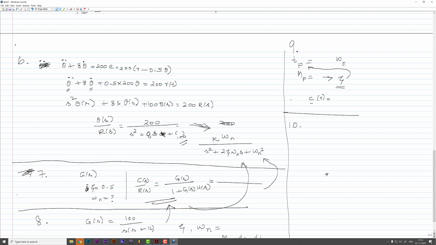10th problem. Okay, measurements. Yeah, so the c of t is given here.